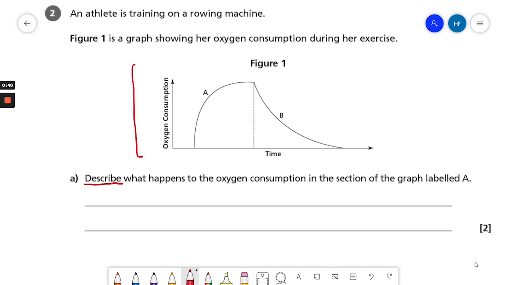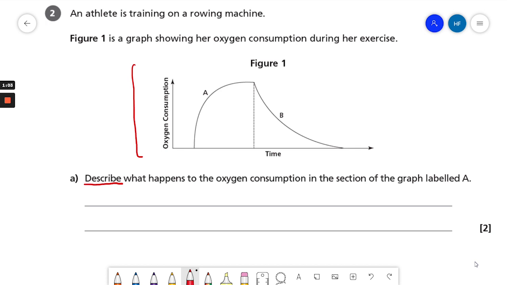Now it's really important to realise here that we're being asked to describe and not explain the graph. So the examiner is looking for an answer that gives a description or an account of the changes in oxygen consumption, not an explanation. So we don't need to go into the reasons for the changes. Essentially, this is a question assessing your ability to read a graph.